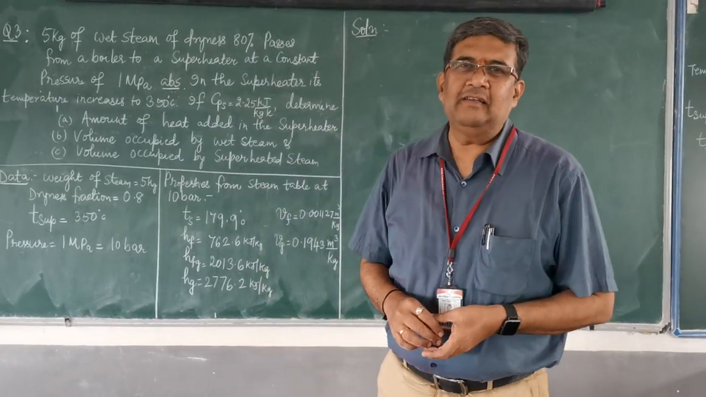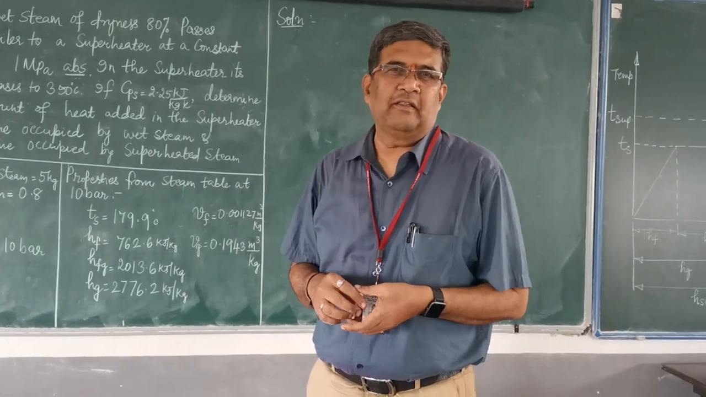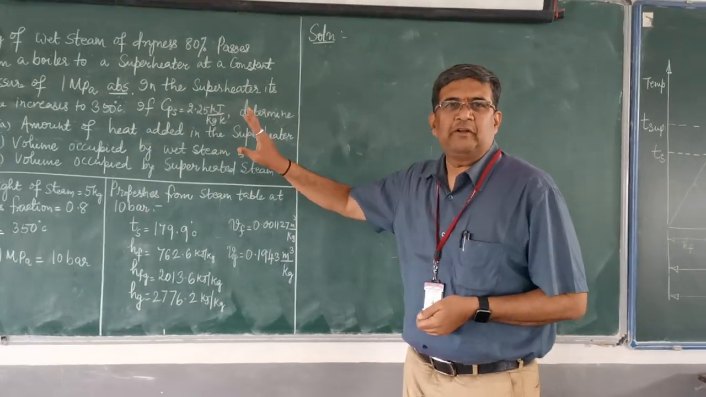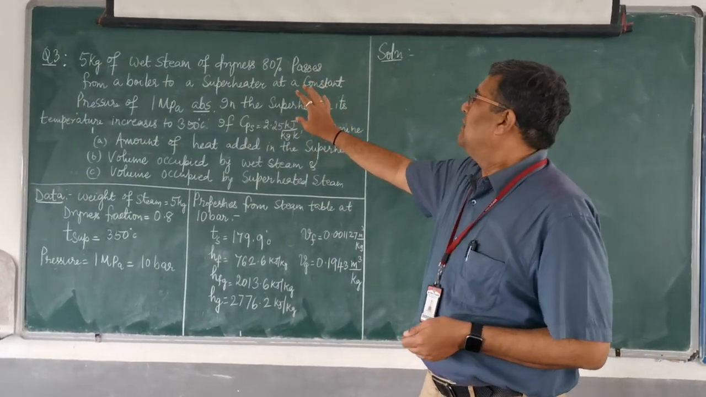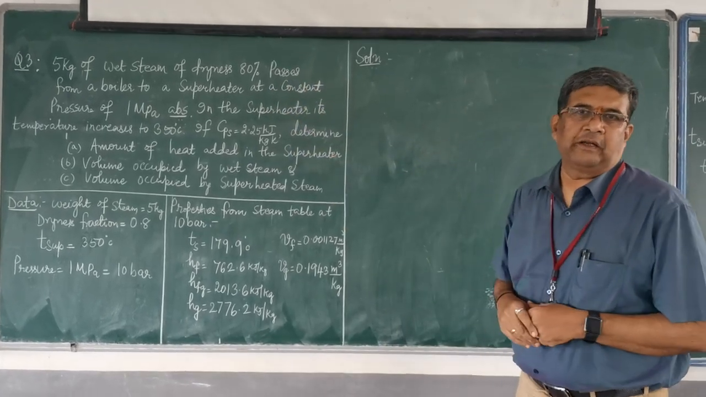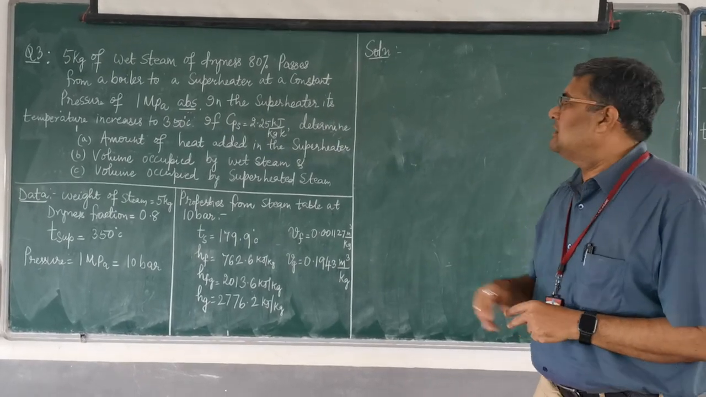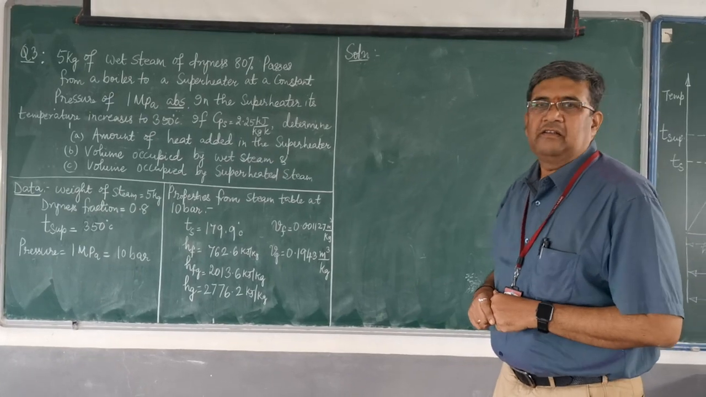We have already seen the solution to two problems. What we'll do is maybe solve another two problems before we conclude. So, this is the statement of a problem where we have 5 kg of wet steam with the dryness of 80%, and it is made to pass through a superheater at a pressure of 1 megapascal absolute, and in the superheater its temperature increases to 350 degrees centigrade.